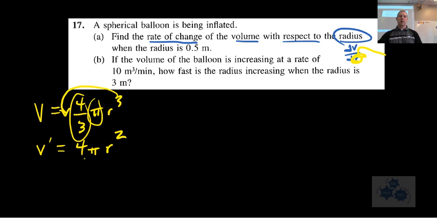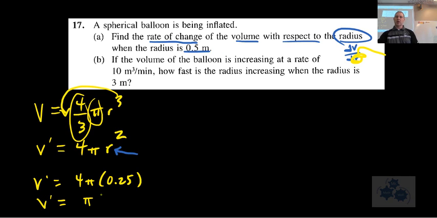And then because it's with respect to r here, if we do the chain rule, r prime is actually just 1. So then when the radius is 0.5 meters, we can plug in 0.5 for r. And so V prime is what? 4 times pi times 0.5 squared, which is 0.25, right? Or, I guess, just pi. Does that make sense? The rate of change of the volume, did you get pi? Yep. Okay.